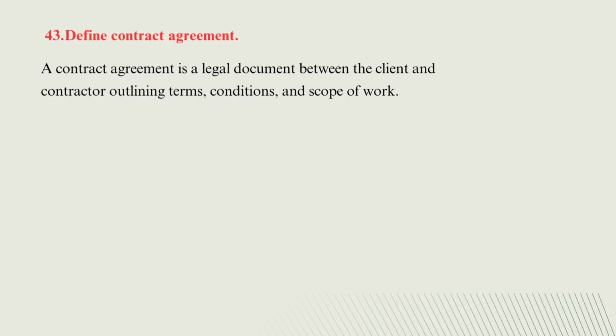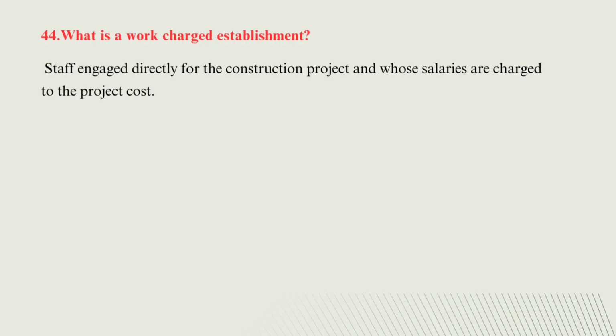Question number 43. Define contract agreement. A contract agreement is a legal document between the client and the contractor outlining terms, conditions, and scope of work. Next question, what is a work charged establishment?